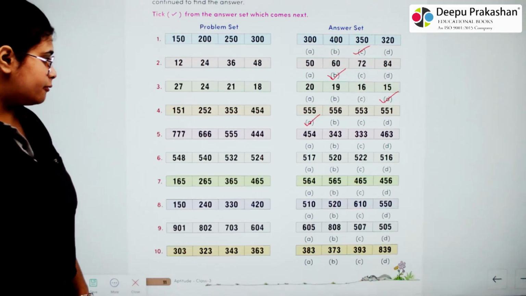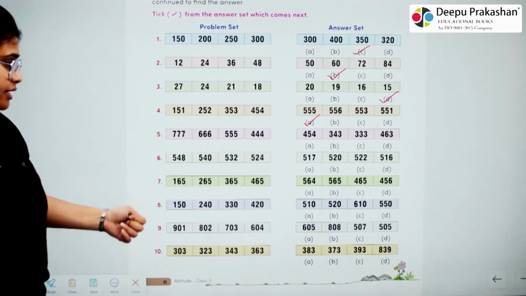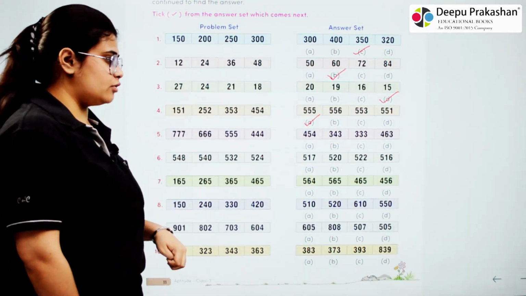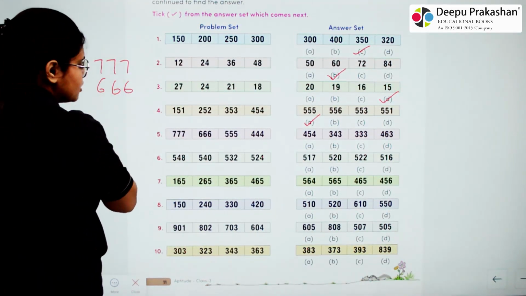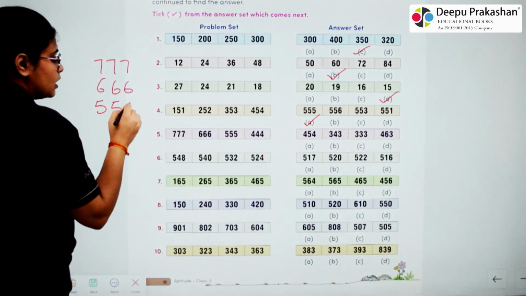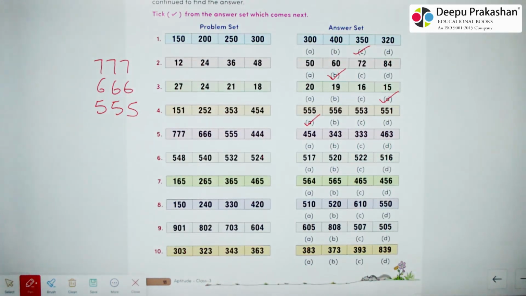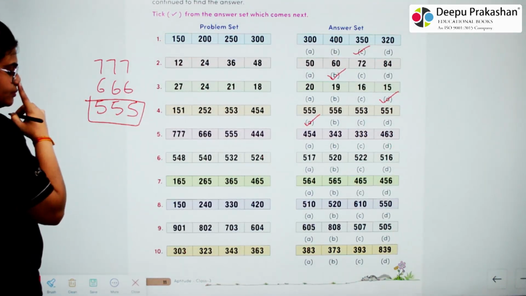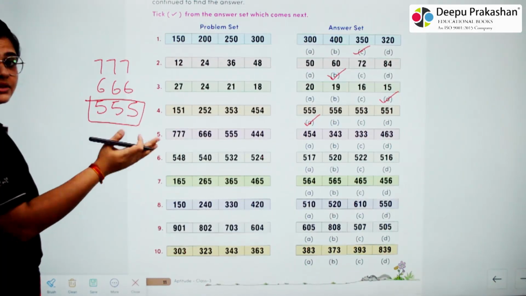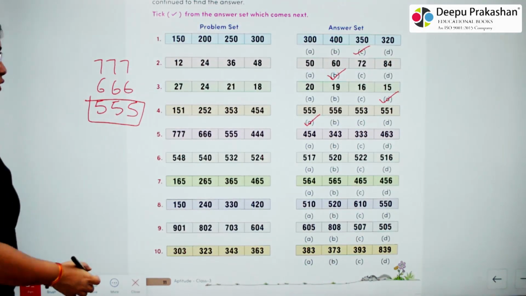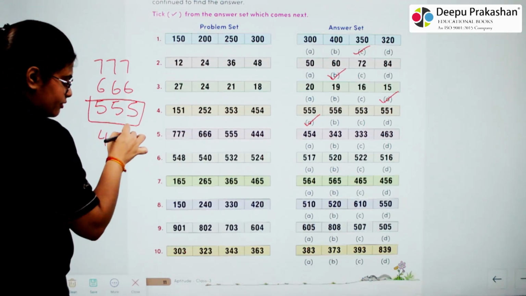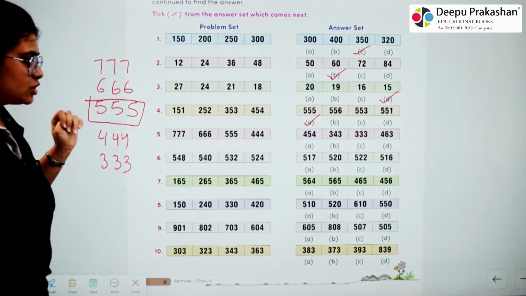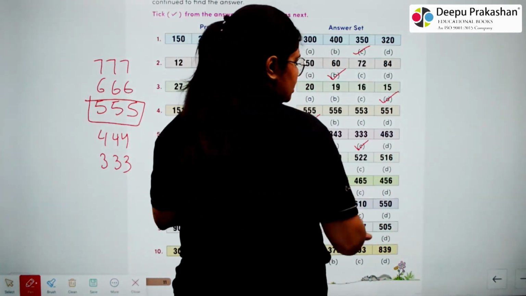Fifth one, we are given 777, 666, 555, 444. That means in this series we have a reverse order of the numbers, that is 7, 6, 5, and the number is 3-digit and the digit is repeating. So the number that comes after 444 will be 333. So our answer for the fifth one is 333.